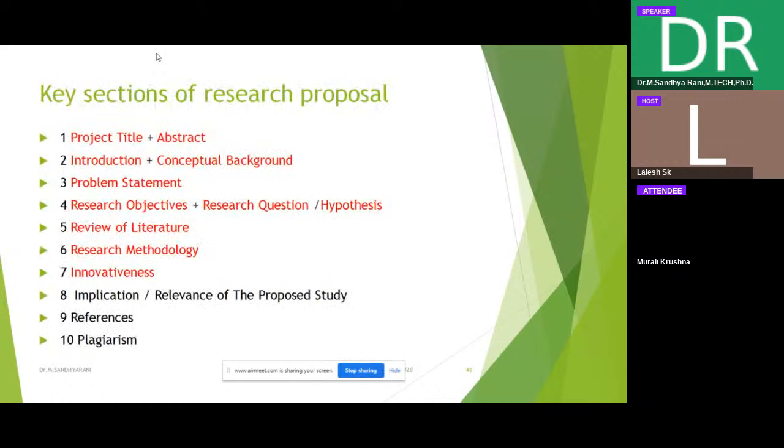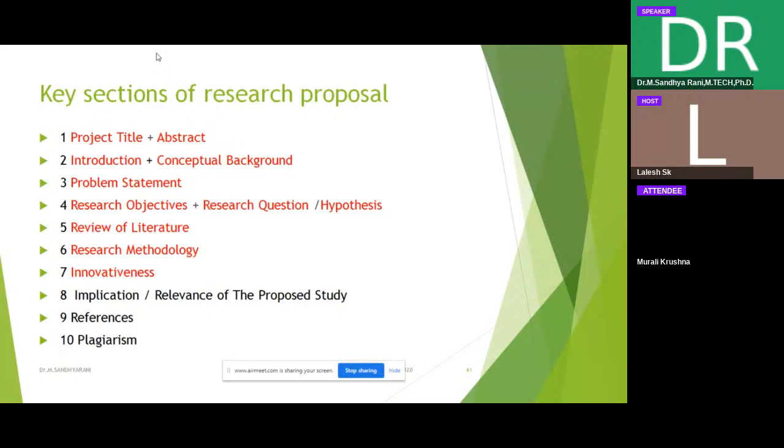So now we have the title, we have the abstract, we have the introduction with conceptual background. We know the problem statement, what problem I am dealing with. I know the objective. I have drawn my hypothesis. And literature also I looked into. I know my methodology.